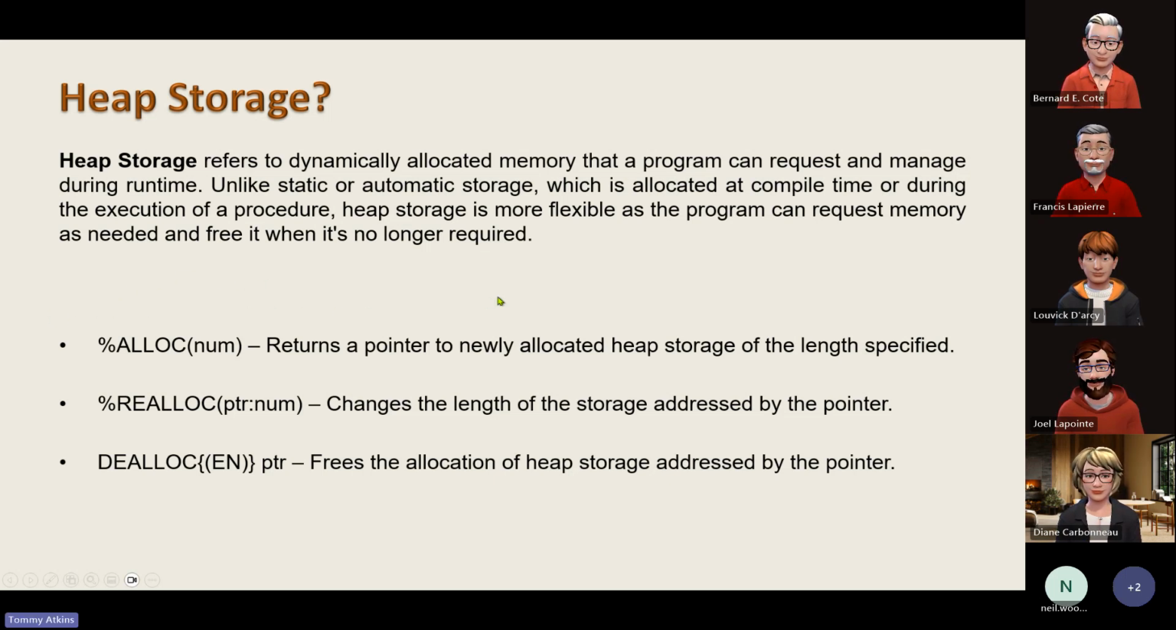And it's only available to a job within a job. You can't have it available to other jobs. You use the %alloc built-in function, and the number is how many bytes you want. That's all you have to do. It returns a pointer to newly allocated heap storage of the length specified. So if you say %alloc 300, you will get a chunk of heap storage 300 bytes long. You are free to do with it as you like.